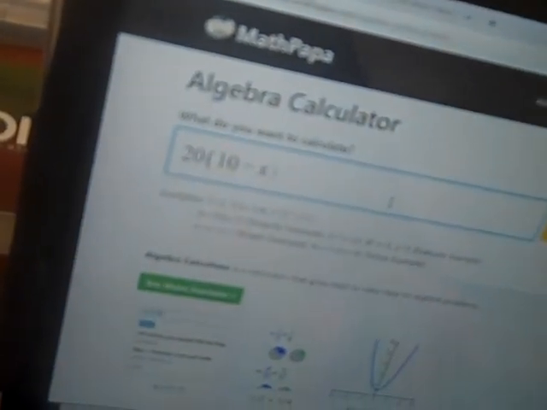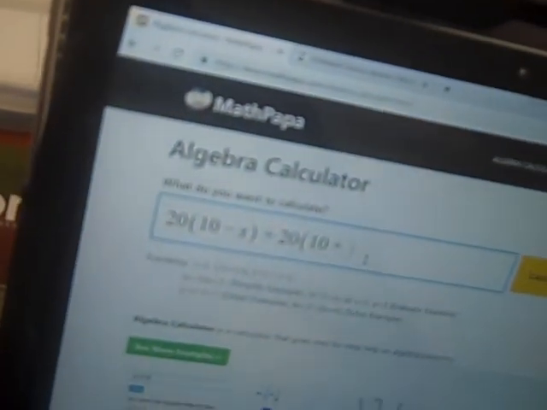Okay, so now it's math time. 20 parentheses 10 minus x plus 20 parentheses 10 plus x. Okay, I just got 400 on that side. Now you plug it into the other side. I'm going to do it in my head real quick. It's going to be negative 2x to the second plus, hold on here, we have a problem here.